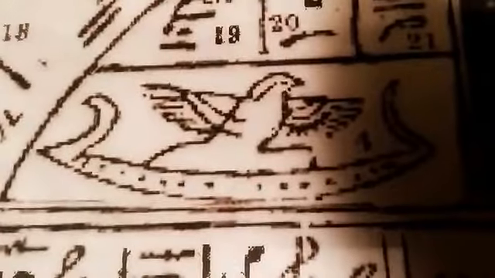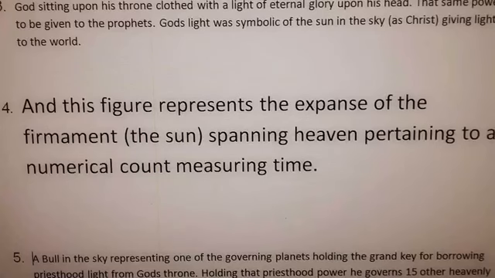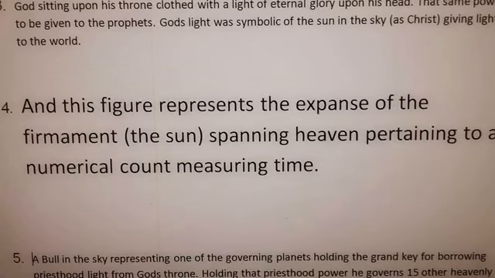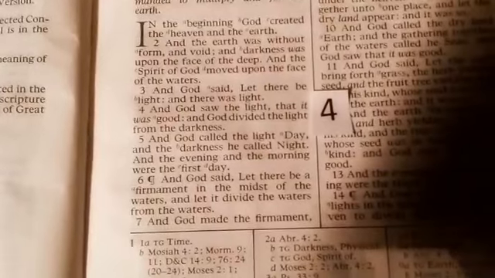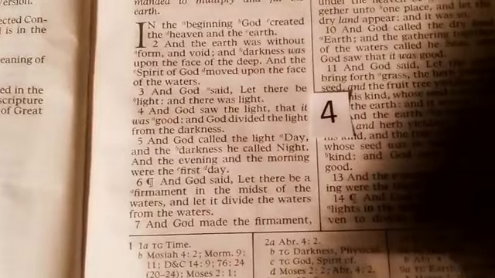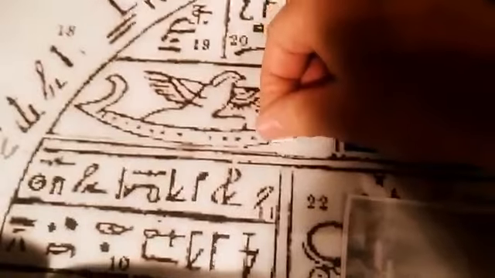So how did Joseph Smith translate this over here? Joseph describes this figure as representing the expanse of the firmament, the sun, spanning heaven, pertaining to the numerical count of measuring time. And of course, verse 4 in the Bible is about God dividing the darkness from the light. Number 4 depicted as figure 4 here.